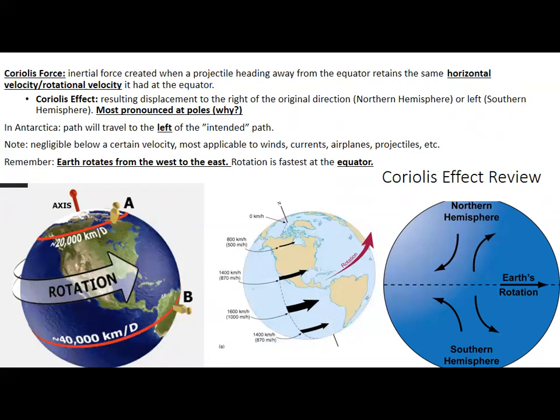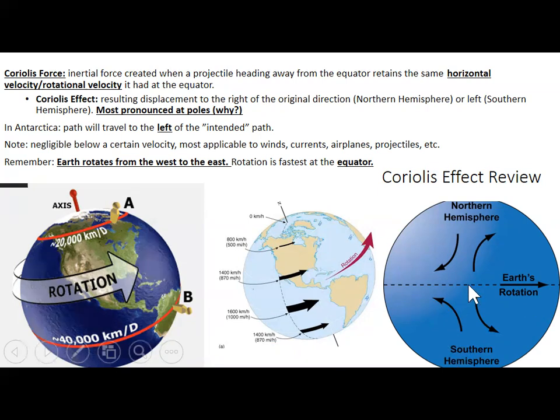If you don't do anything, the airplane is going to be intending to head south, but it's actually going to end up being deflected. If you look at this diagram on the right, the lower right arrow shows what happens with air masses and projectiles heading away from the equator towards the South Pole. They get deflected in the direction of Earth's rotation. They get deflected to the east.